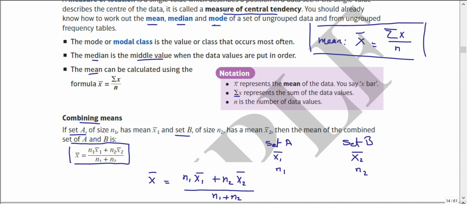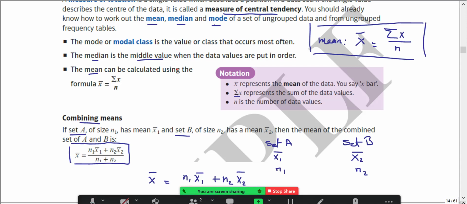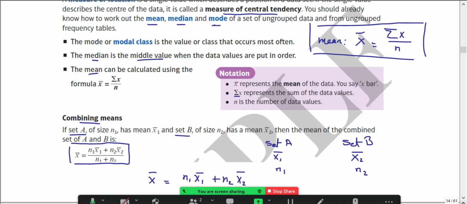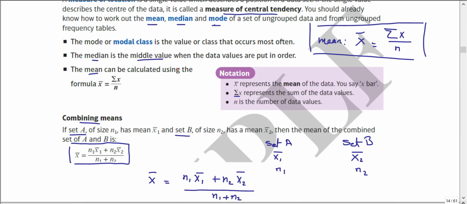n1, as I said, is the number of data values of set A. x1 bar is the mean of set A. n2 is the number of data values of set B. x2 bar is the mean of the second set. Divide by the total number of the data values, all the data values in the first set n1 plus the number of values in the second set. You get this? Write it down.